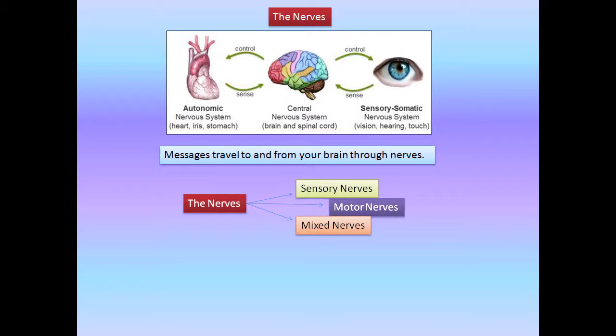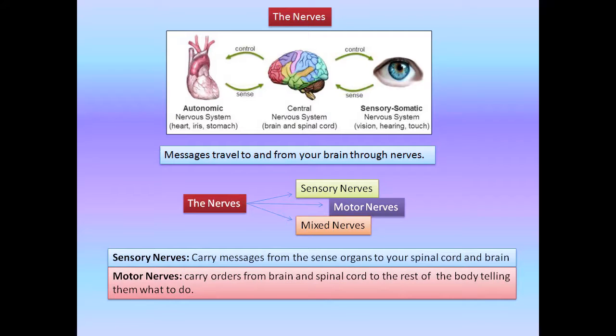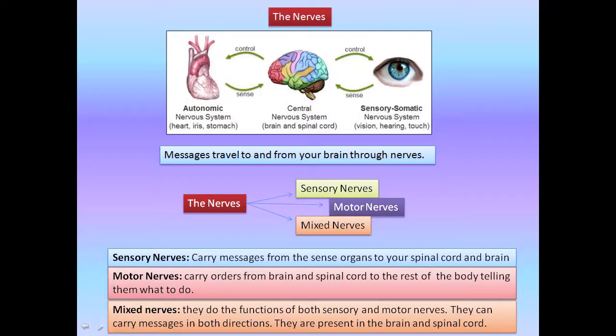Again, nerves are of three different types: sensory nerves, motor nerves, and mixed nerves. What are sensory nerves? They carry messages from sense organs to your spinal cord and brain. What are motor nerves? They carry orders from the brain and spinal cord to the rest of the body, telling them what to do. And what are mixed nerves? They do the functions of both sensory and motor nerves. They can carry messages in both directions. They are present in the brain and spinal cord.